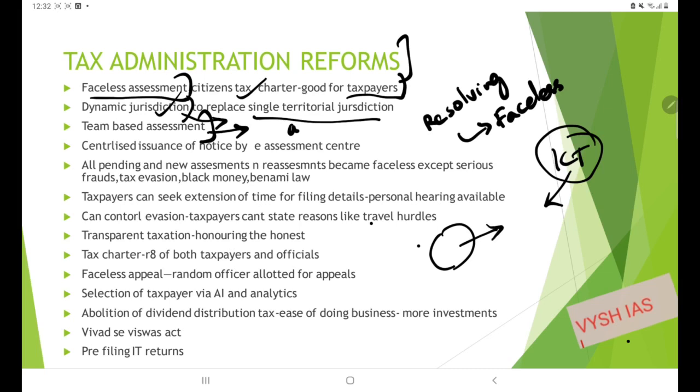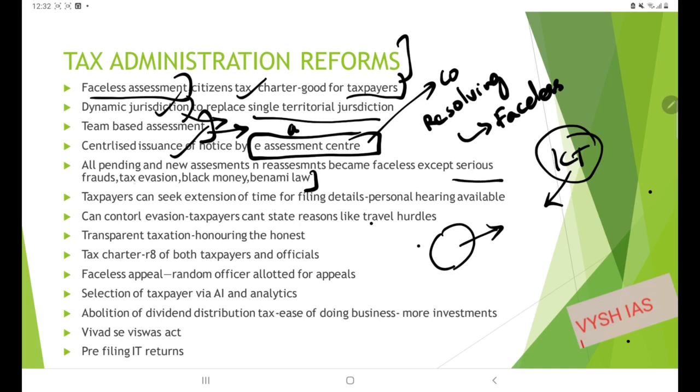Okay. Then there is centralized issuance of notice by the e-assessment center. So institutional reforms, you can quote this as an institutional reform. Institutionally also the coordination is coming in. That is, there is a predefined authority for the issuance of notice, not according to the wishes or whims of the officer. Then next is, it is becoming liberalized also.